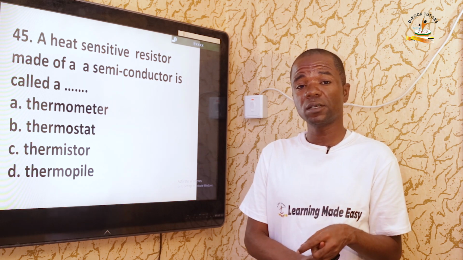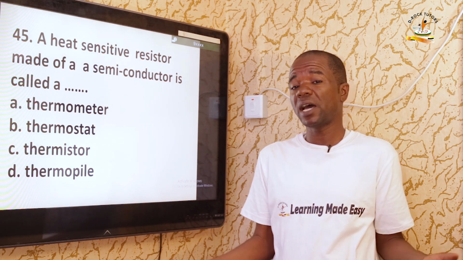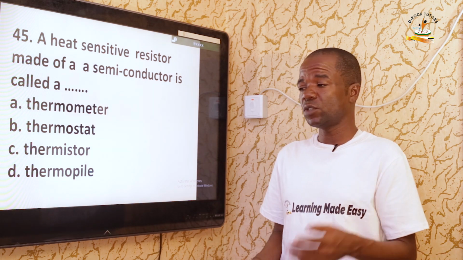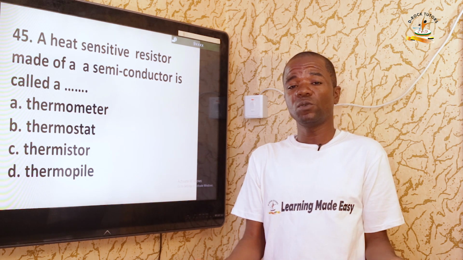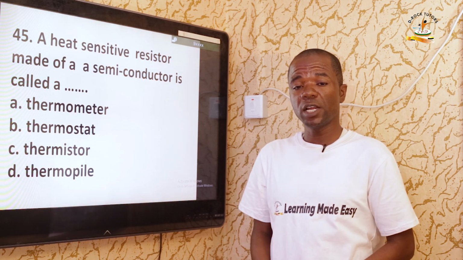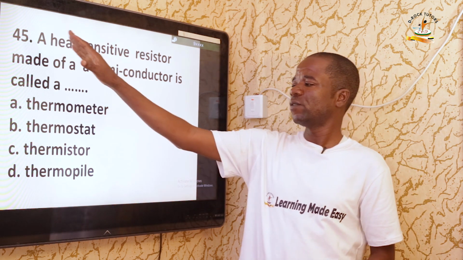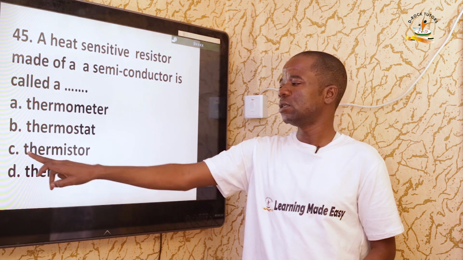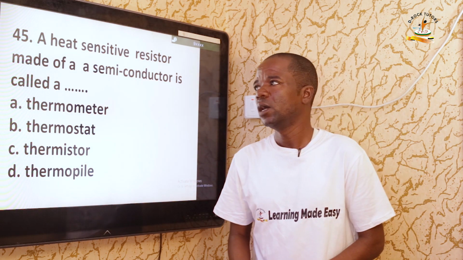We have a transistor. A transistor is basically used as a switch and also as an amplifier. A transistor is also an example of a non-ohmic conductor. A thermistor is also a non-ohmic conductor, and an electrolyte is also a non-ohmic conductor. So number 5, the correct answer is C. A thermistor is a heat-sensitive resistor made up of a semiconductor.